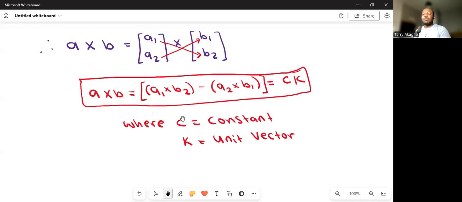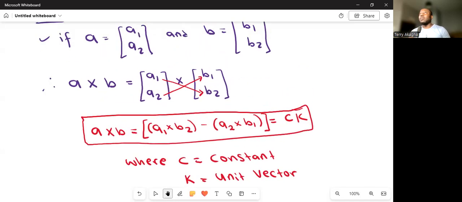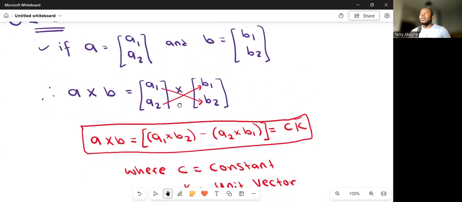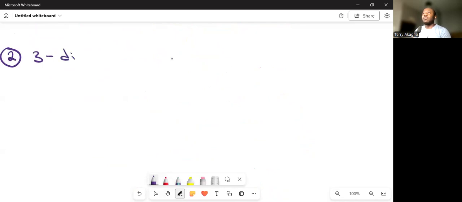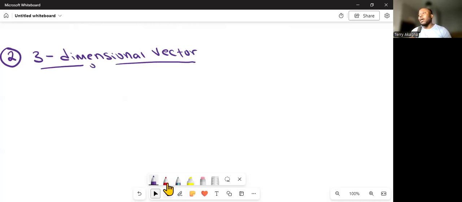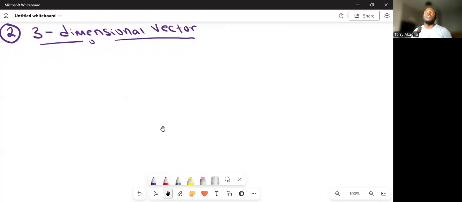Now, what is the formula for when it's a three-dimensional vector? All right, so when it's a three-dimensional vector, how do you go about it? So I'm going to go to the next one, three-dimensional. So number 2. So now we have a three-dimensional vector. The first one we just talked about is a two-dimensional vector. Now we have a three-dimensional vector. Then how do you go about it?